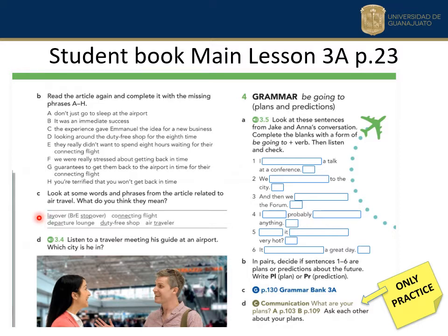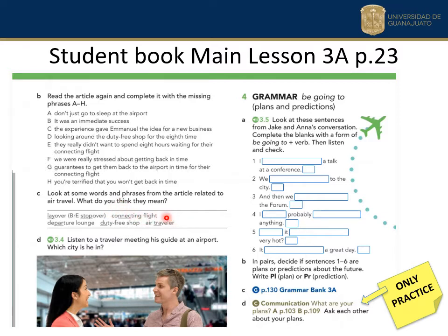The first one says layover, o en British English sería stopover. Las dos se refiere a la escala. Okay, recuerden que estamos hablando de vocabulario del aeropuerto. So this is escala. The first one is American English and the second one is British English.